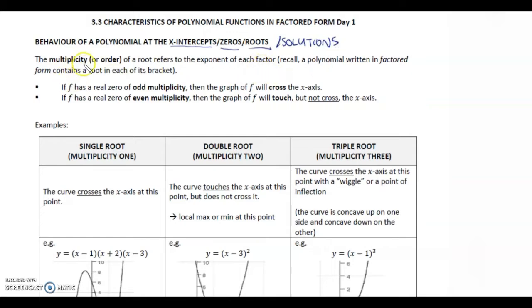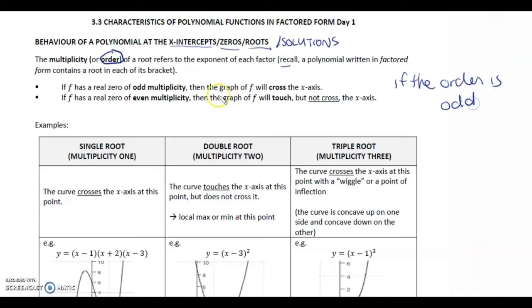Okay, the multiplicity or order, I'm actually going to refer to it as order. So the order of a root refers to the exponent of each factor. If we recall, a polynomial written in factored form contains a root in each of its brackets. So if f has a real zero of odd multiplicity, so if the order is odd, that's what we'd call it.